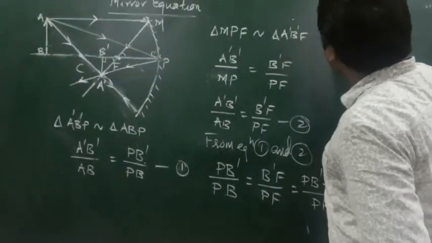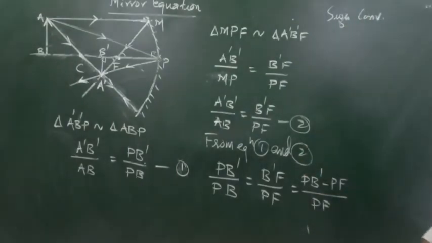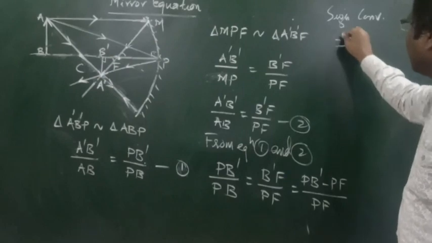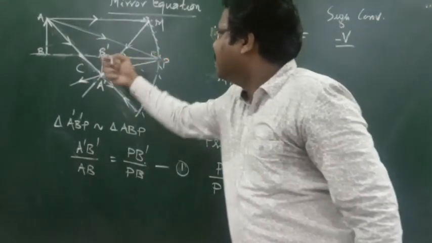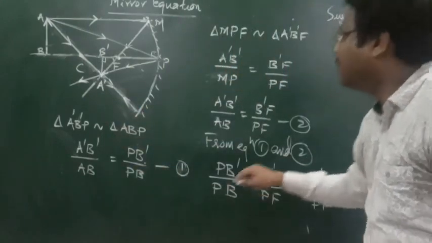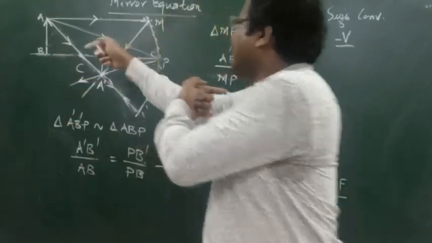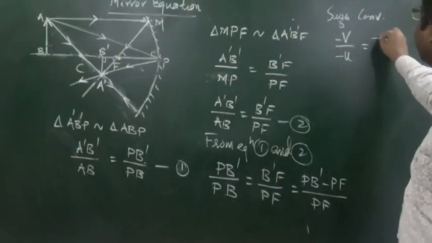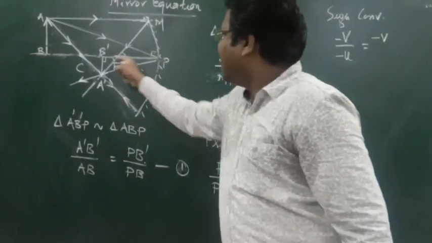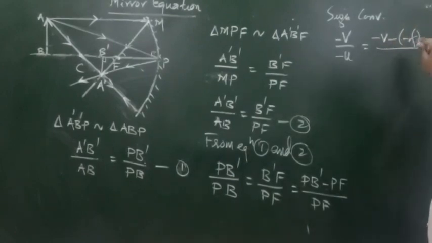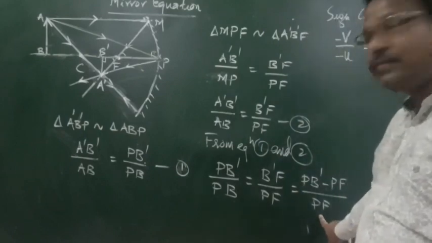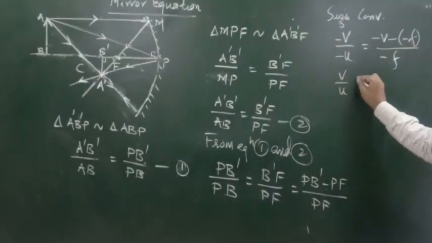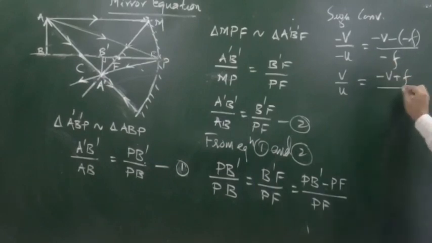Now after that, if I use the sign convention and put the values: PB dash, image distance, opposite to the incidence ray, minus V. Then here PB, object distance, opposite to the ray, minus U. Then PB dash again minus V. Then PF minus F. Minus and plus will cancel, V by U. This will be minus V plus F upon minus F.